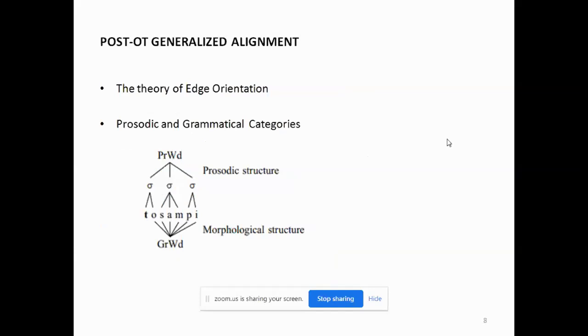This is the schematic representation for the generalized alignment. For this diagram, I took an example from the language called Axininca Campa, representing prosodic and morphological structure. The left edge of the grammatical word is defined by the initial segment of the stem, O. Here we can see that O is the initial segment in the grammatical structure, but in the prosodic structure, T is the initial segment. Hence, the two edges do not coincide, or we can say that it is a violation of Align-L.